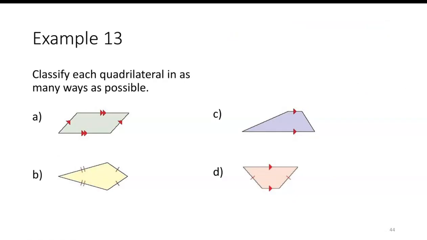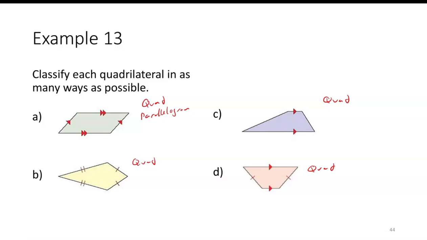Okay, couple more questions. Classify each quadrilateral in as many ways as possible. Well, first off, if they all have four sides, they are a quadrilateral. So we can start with that. Part A, the opposite sides are parallel, so this would be a parallelogram. I can't say that the sides are congruent, so I can't talk about rectangle or rhombus or anything like that, so I think that's as far as we can go. It's a quadrilateral and it's a parallelogram.